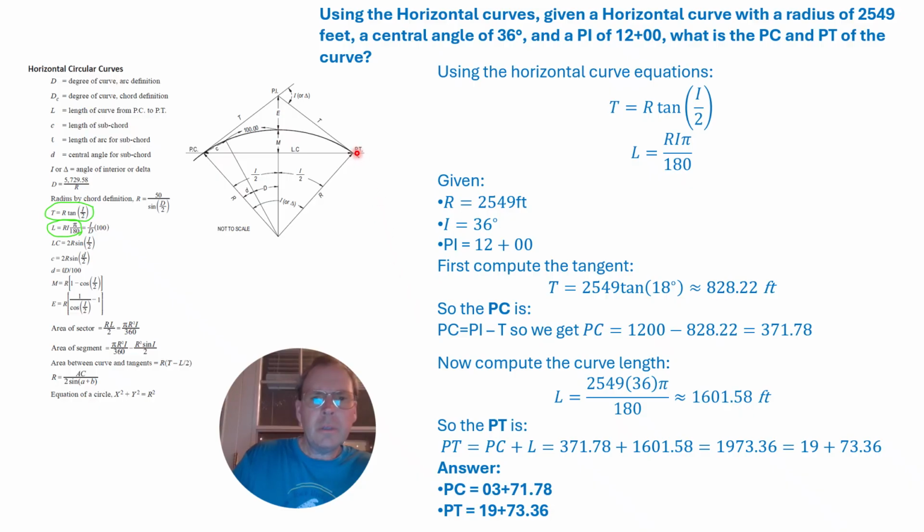So the PT is going to be the PC plus the length of the arc, these two, so it's 1973, or in station form it's 19 plus 73.36. Those are your two answers.